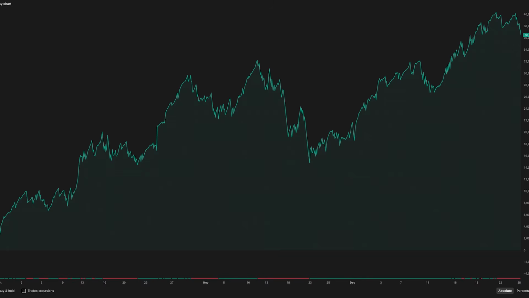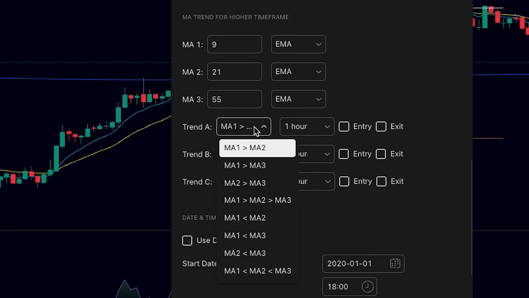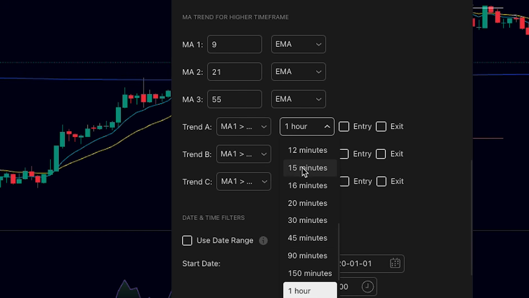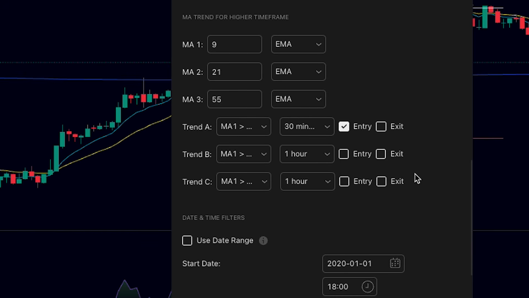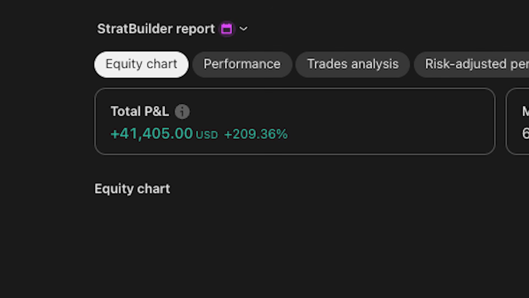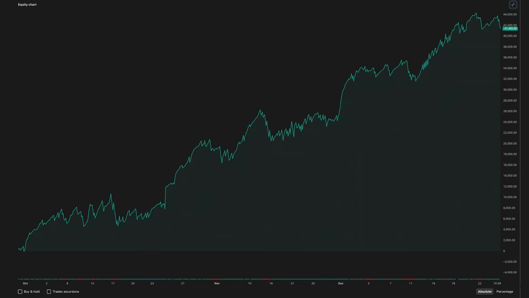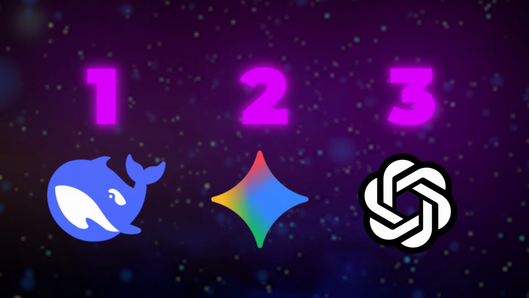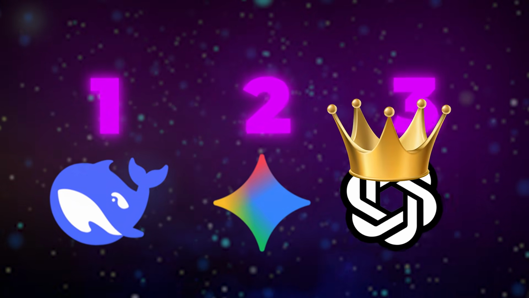I do like my equity curves on my strategies to be a little smoother than this though, so I actually went back to the strategy builder and tried to optimize it a bit. And I actually found that just by adding a higher time frame filter where you only take trades when the 30-minute 9 EMA is greater than the 30-minute 21 EMA, it actually improved the total P&L to 209% and really smoothed out the equity curve. But either way, this is definitely the best strategy out of all the AIs, making ChatGPT the clear winner of this challenge. Sorry, China and Google.